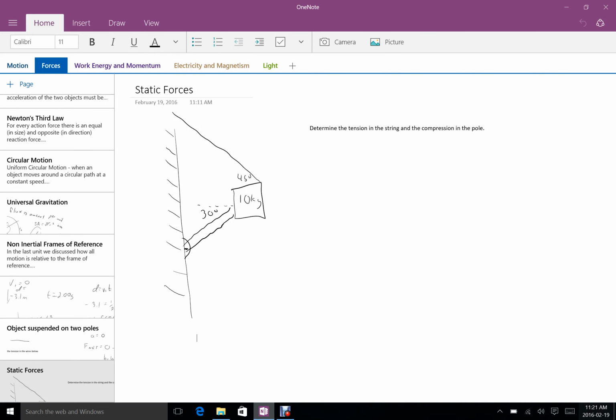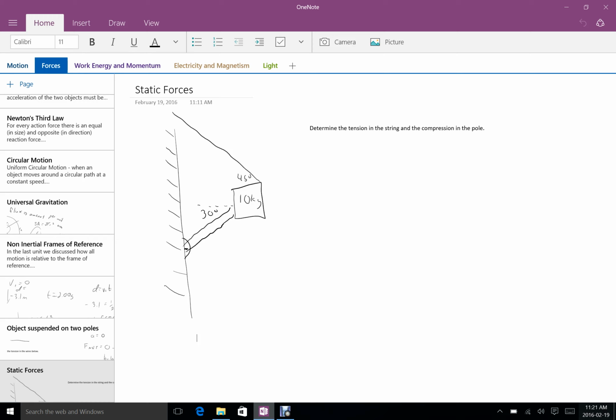Alright, in this video I'm going to do a similar idea here. We have an object that's suspended. You can imagine a storefront sign like this or something like that, a pole pushing out on the object and a string holding the object up. And what we're going to do is determine the compression in the pole and the tension in the string. You can imagine from an engineering perspective that this might be important, say if you knew how much weight your string could hold, to determine whether or not the string will be suitable for holding up the sign or whether or not it might break.